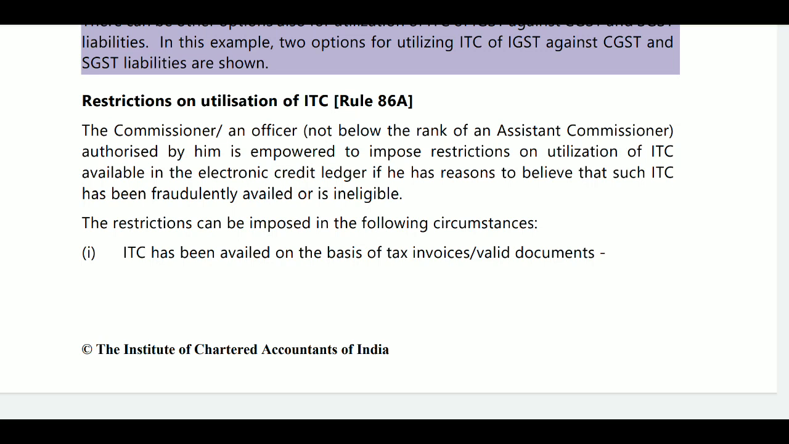In Rule 86A, the commissioner or an officer who is not below the rank of assistant commissioner authorized by him is empowered to impose restrictions on utilization of ITC. They may impose restrictions on utilization of ITC available in the electronic credit ledger if he has reason to believe that such ITC has been fraudulently availed or is ineligible. If you have obtained that amount in your electronic credit ledger in a fraudulent manner, then that assistant commissioner, or a person not below that rank, may stop you from utilizing that ITC.